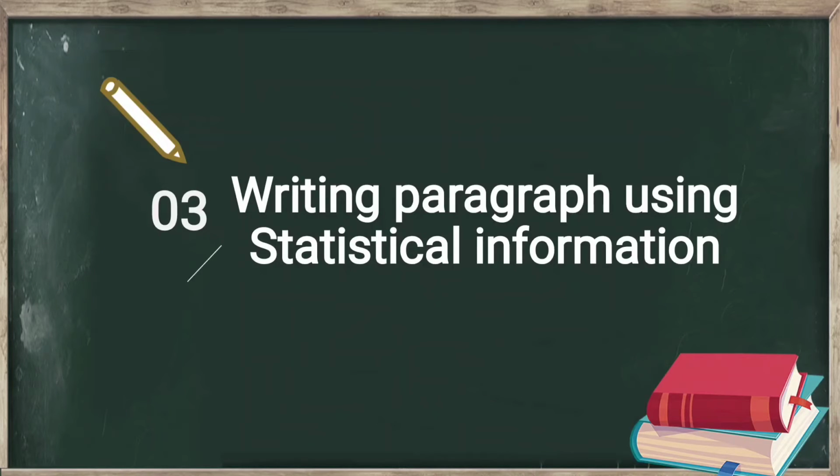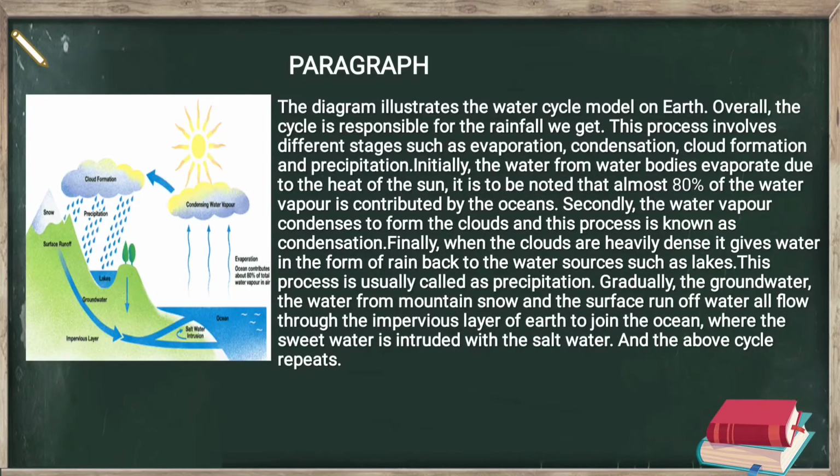And the third material is writing paragraph using statistical information. So this is a paragraph, and I will read it. The diagram illustrates the water cycle model on Earth. Overall, the cycle is responsible for the rainfall we get. This process involves different steps such as evaporation, condensation, cloud formation, and precipitation. Initially, the water from water bodies evaporates due to the heat of the sun.